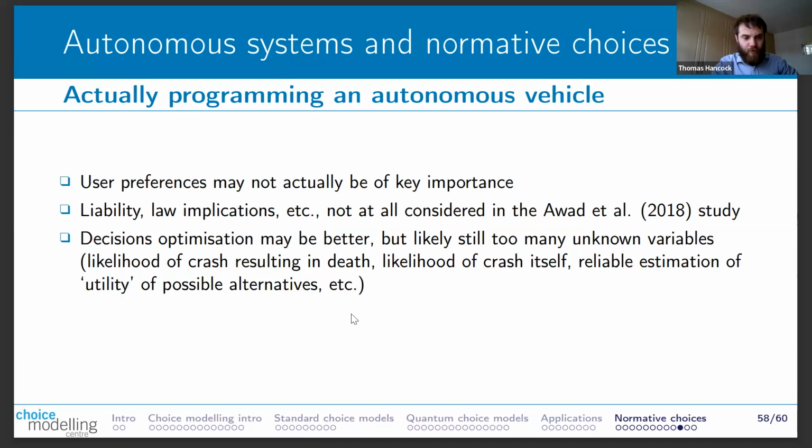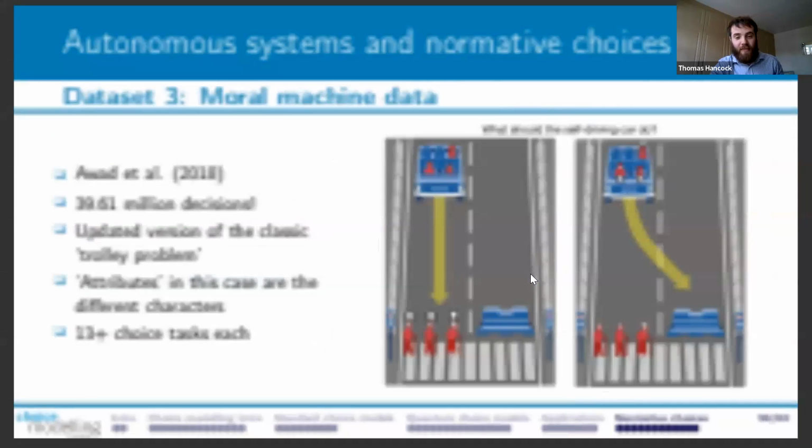So just a couple of final quick notes. User preferences may not actually be of key importance in this particular case. There's all sorts of things at play here: liability, law implications, not at all considered in the WAD study, not at all considered yet by me in this previous example. So in certain cases, decision optimization may actually be better, especially when there are a lot of unknowns, such as the likelihood of crashes actually resulting in death, the likelihood of the crash itself, reliable estimation of the utility of possible alternatives, etc.